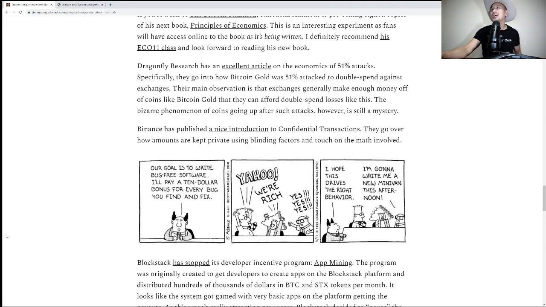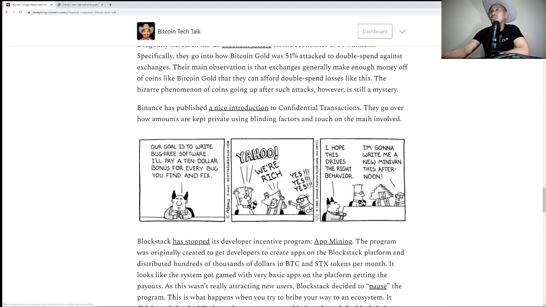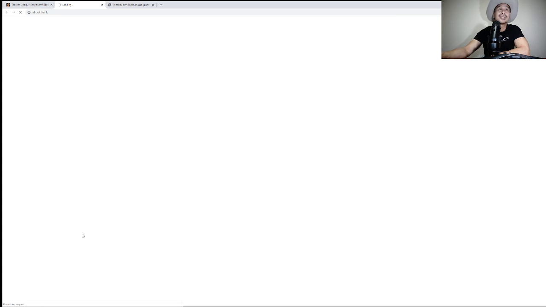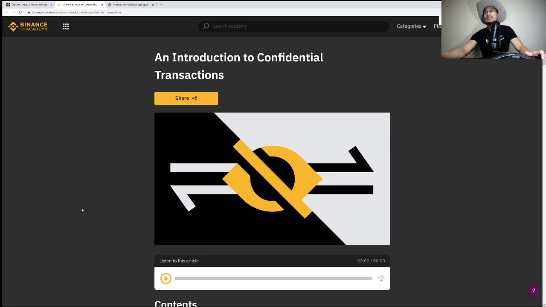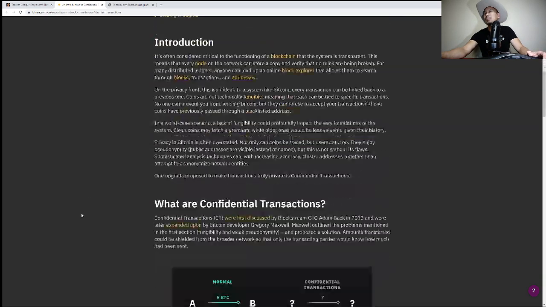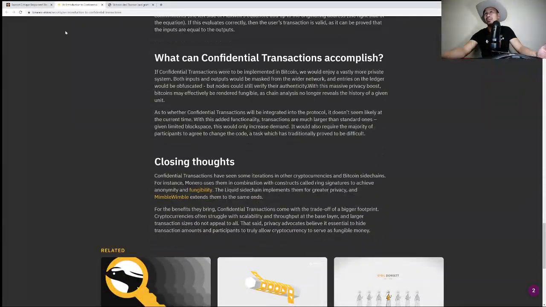All right, let's see. Binance has published a nice introduction to confidential transactions. This is what powers a lot of Liquid and, I think, Mimblewimble to some degree and so on. It's a nice overview, and if you want to know the math about it, I would encourage you to read that.